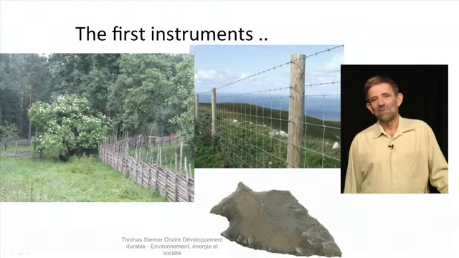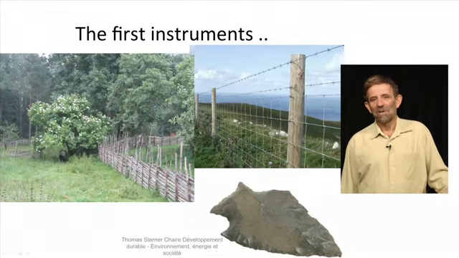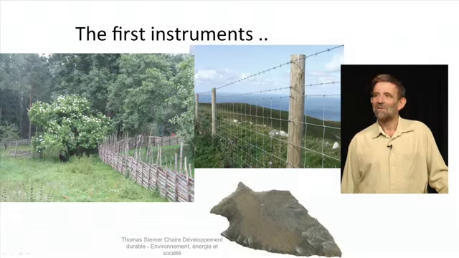The first instruments that we can think of are related to demarcation of property rights, fences, for instance. And then you see there is an arrow of stone there, instruments that were intended to defend property rights.